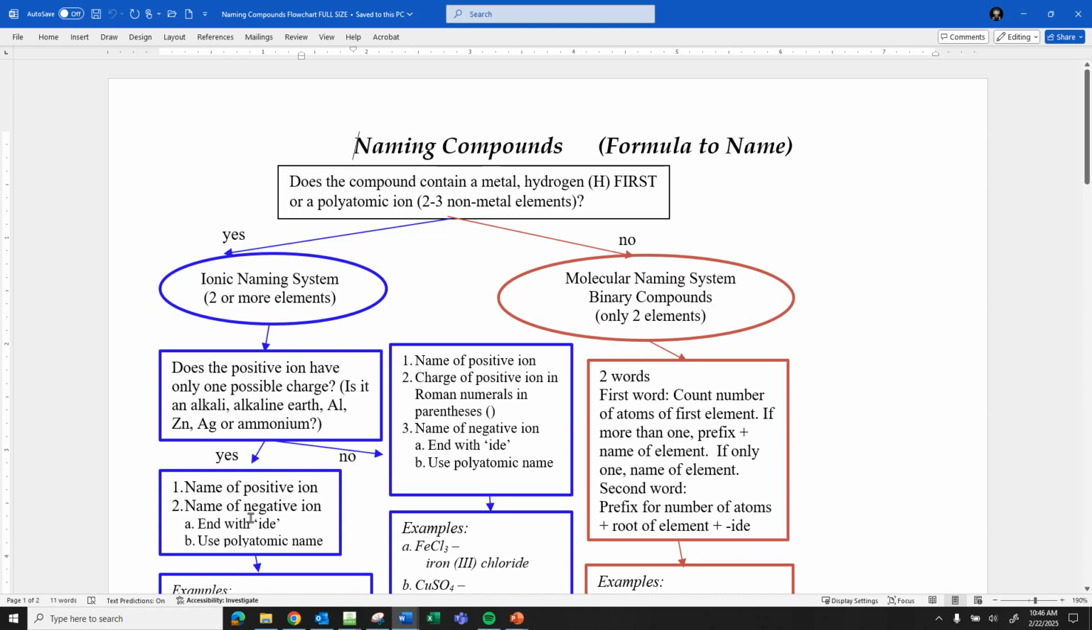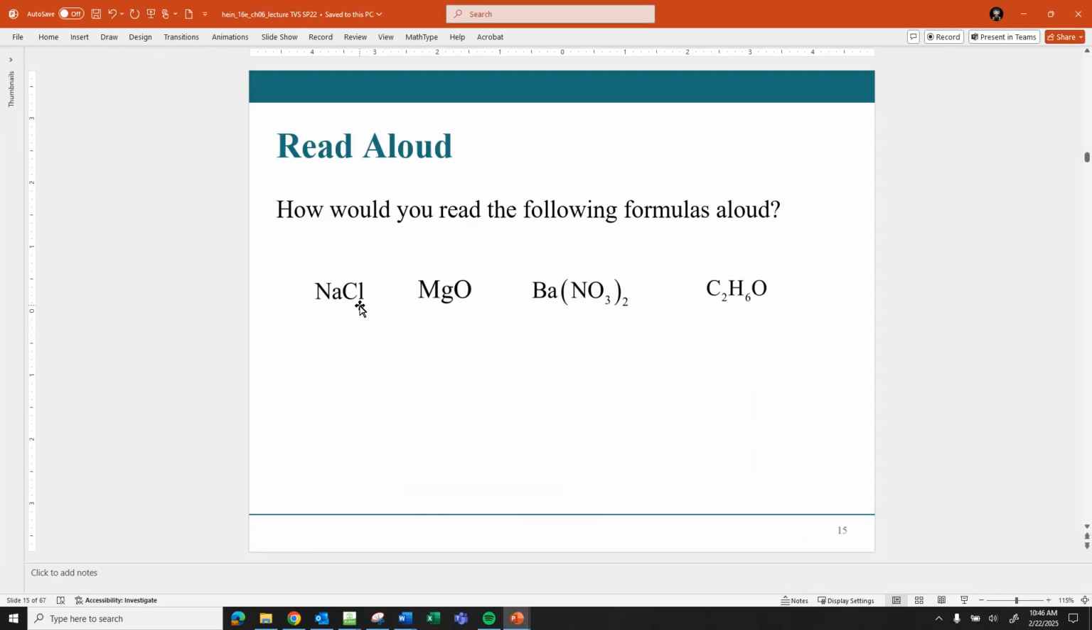So we go yes. And then it says name the positive ion, name the negative ion with an ending of -ide. Or if it's 1 positive ion metal with a polyatomic, you would put the name of the metal and then the polyatomic name. So let's go back. This is sodium, this is chlorine, so it would be sodium chloride.